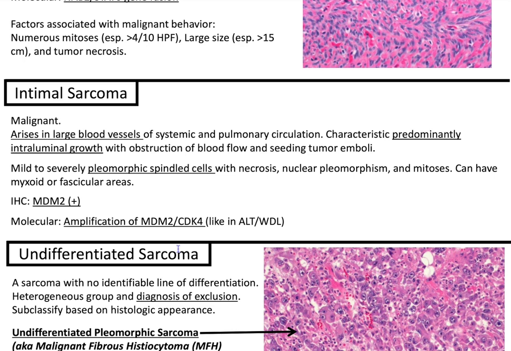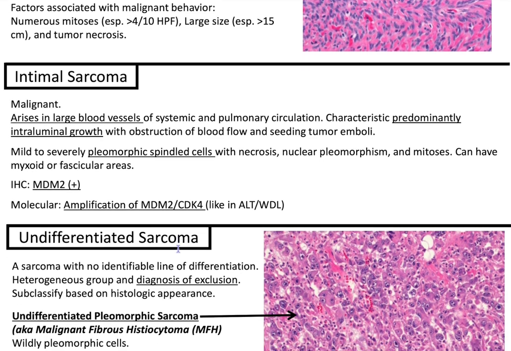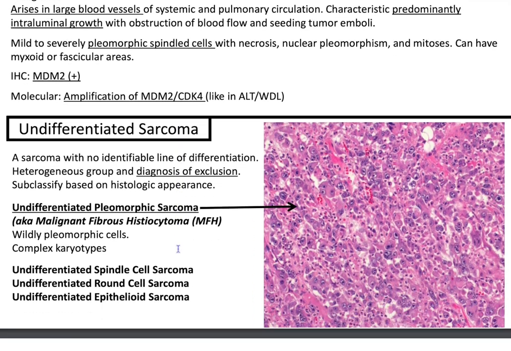Okay, intimal sarcoma. This is malignant, arises in large blood vessels of the systemic and pulmonary circulation, characteristically with predominantly intraluminal growth with obstruction of blood flow and seeding tumor emboli. You'll have mild to severely pleomorphic spindled cells with necrosis, nuclear pleomorphism, and mitoses. You can have myxoid or fascicular areas. IHC, it'll be MDM2 positive. And molecularly, you'll have amplification of MDM2 and CDK4, just like in your atypical lipomatous tumor or well-differentiated liposarcoma.